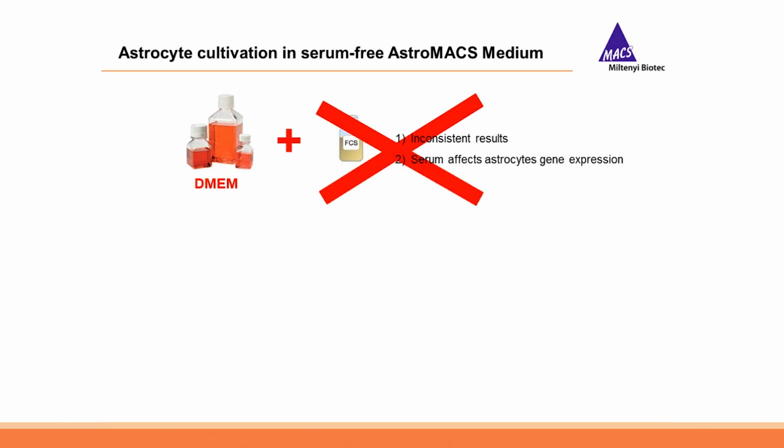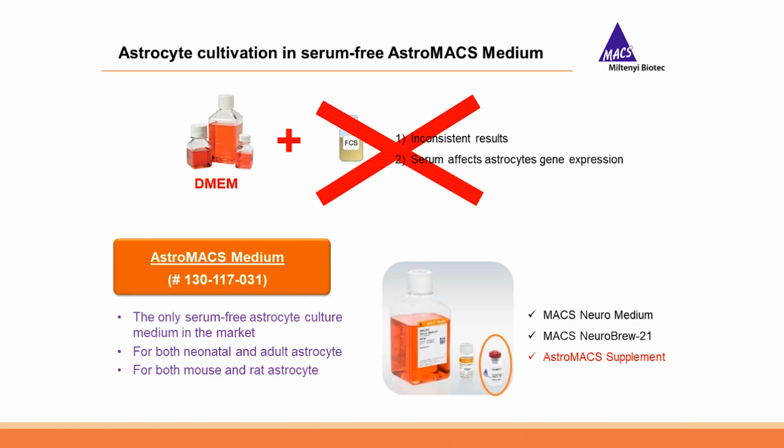Therefore, we developed the AstroMACS Medium, and this is the only serum-free astrocyte medium on the market, and it can be used for neonatal as well as adult mouse and rat astrocytes. This is a medium that contains the MACS Neural Medium, the MACS Neural Brew 21, and in addition, an AstroMACS supplement, which really improves the astrocyte culture. That we can also see on this slide.